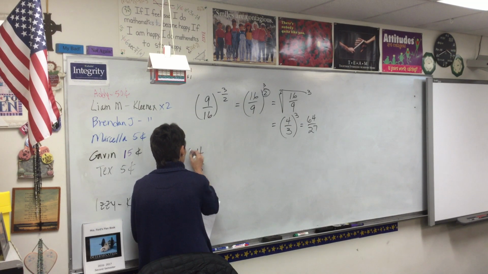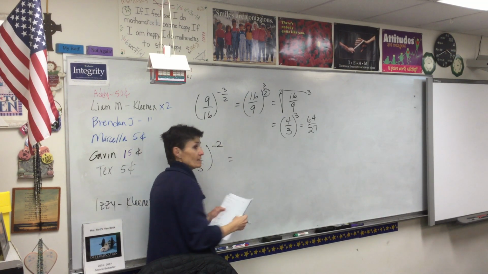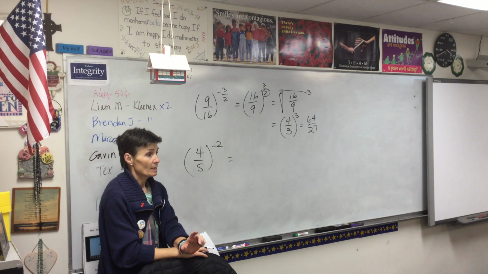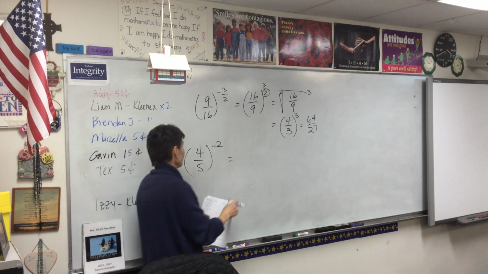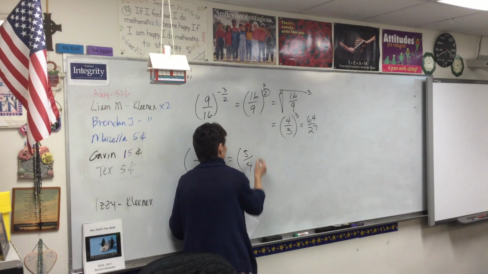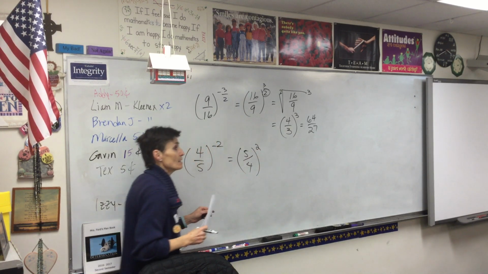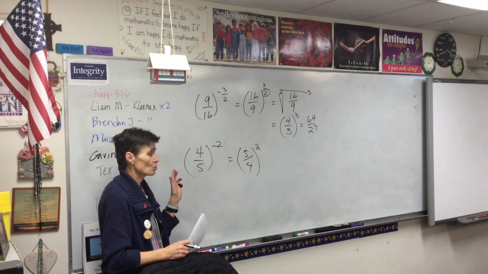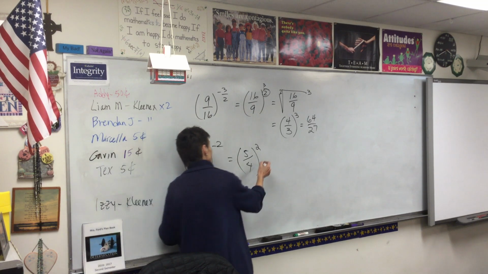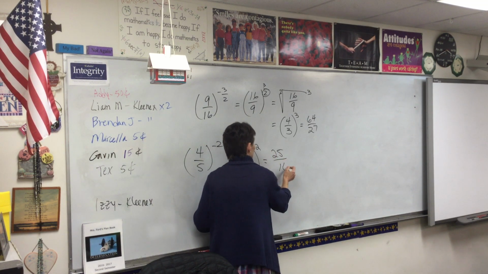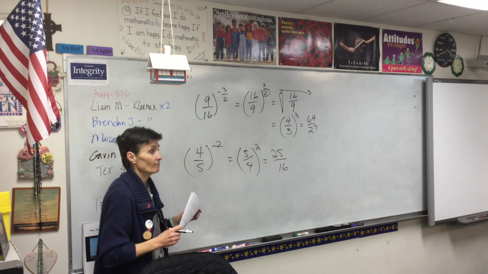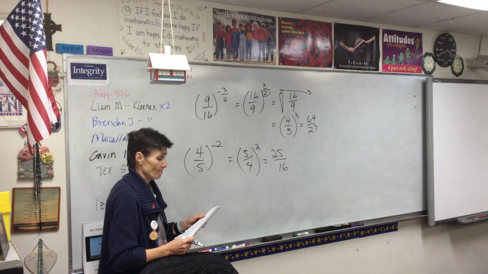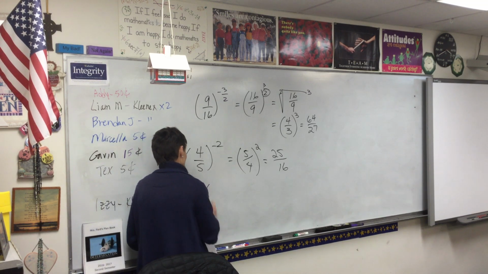All right, 4/5 to the -2. You got kind of the same thing happening, right? It's a negative. So you're going to flip that and make it 5/4. But it is squared. Is there a radical or anything like that? Okay. Nope. We're just squaring it. So the answer would be 25/16. 5 squared and 4 squared. Right? Next.